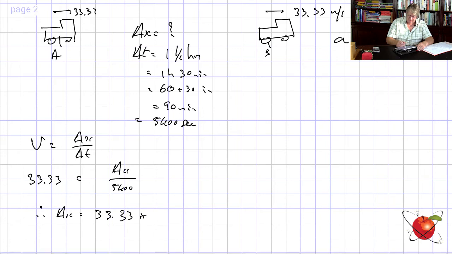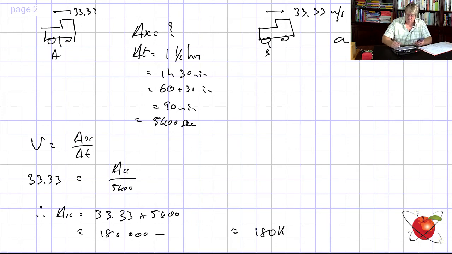33.33 times 5,400, which is equal to 180,000 meters, and I'm going to call that 180 kilometers. That's how far it travels.